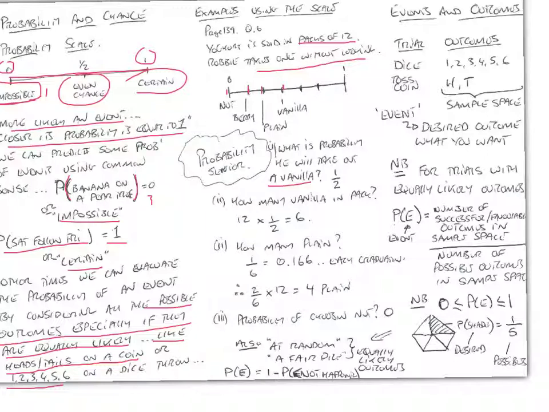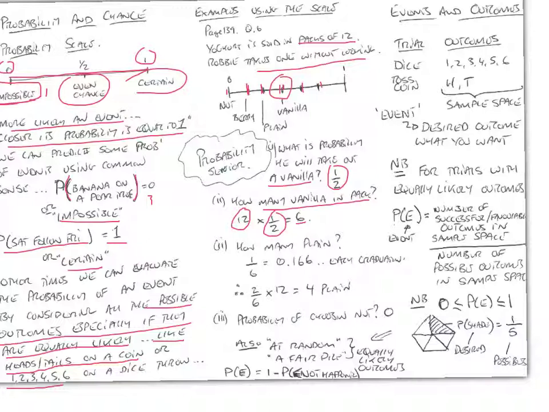Well, the scale has 1, 2, 3, 4, 5, 6 graduations. We're on the third one there, so it's in the middle, so it's even chance, it's 1 in 2. And if that's the case, how many vanilla are in the pack? Well, we've 12 yogurts in the pack, times the 1 in 2 probability, there must be 6 in the pack that are vanilla. And how many then would be plain?